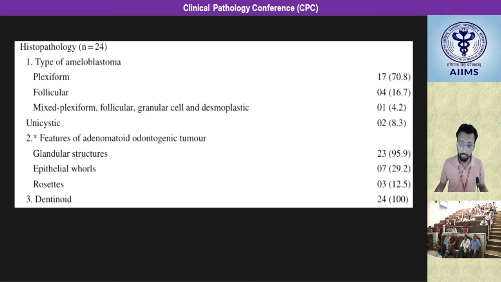And surprisingly, it can also show unicystic variant. 2 cases are reported in which we have unicystic type of adenoid ameloblastoma. Now features of AOT, glandular structures, epithelial bulge, and rosette formation can be seen. The most common is glandular structures, and dentinoid formation is seen, according to WHO, in 75% of cases, but in this review, they have found it in all the cases.